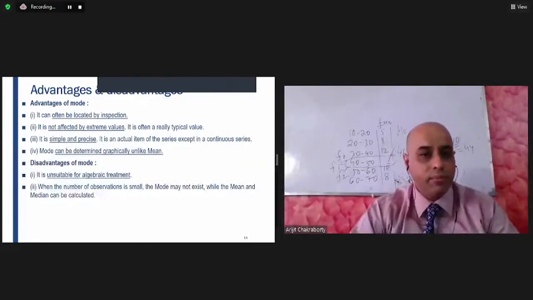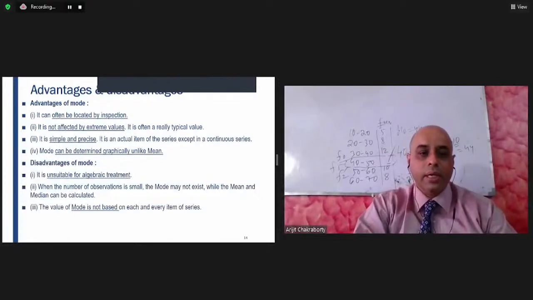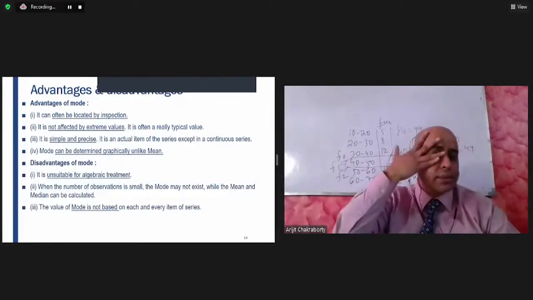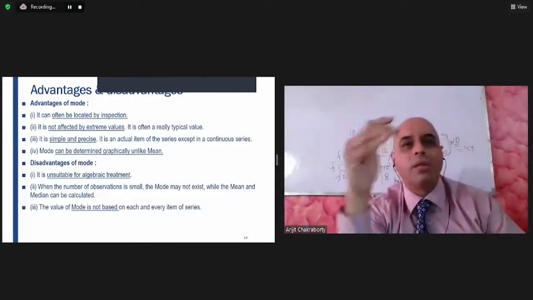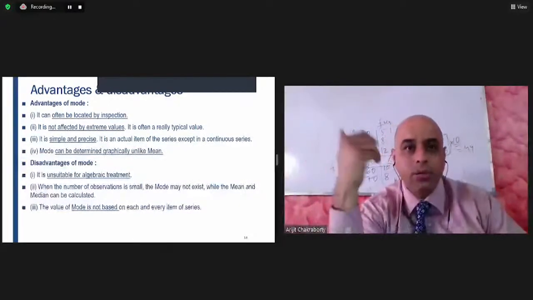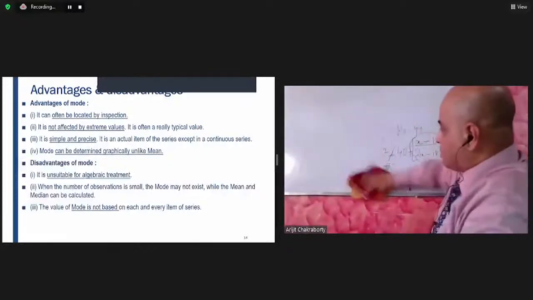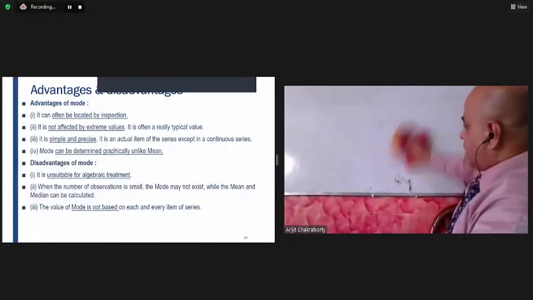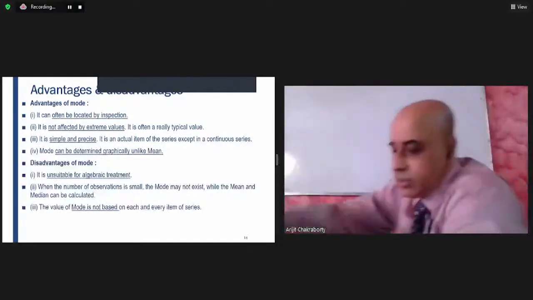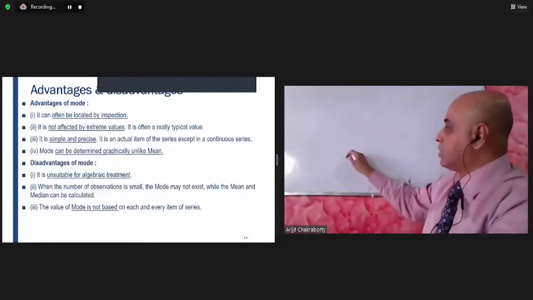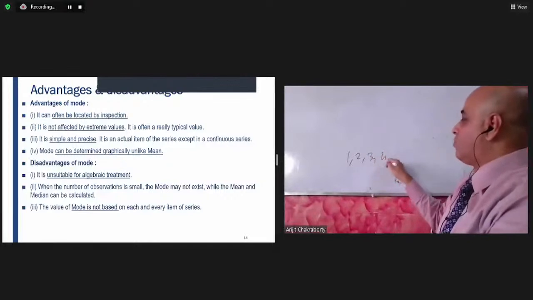But mean and median can be calculated. Now, say there are 5 observations: 1, 2, 3, 4, 5, as simple as that. Do you see any mode? No. I'm just writing this. You will understand each of these advantages and disadvantages once we take a few examples. So I'm taking 1, 2, 3, 4, 5.